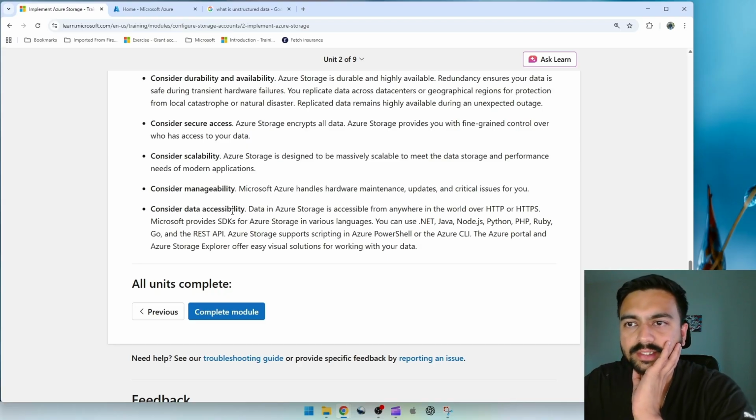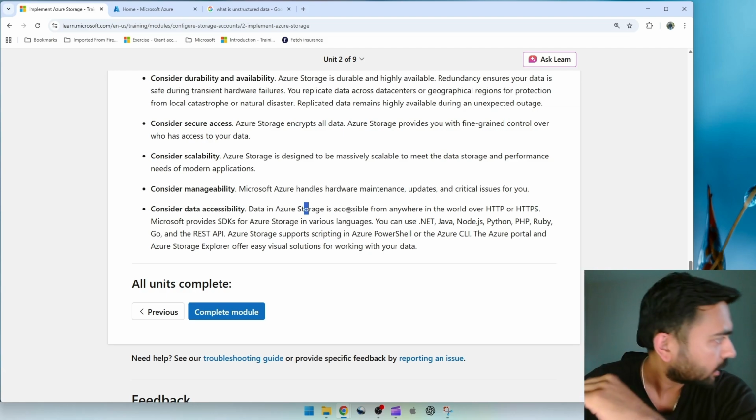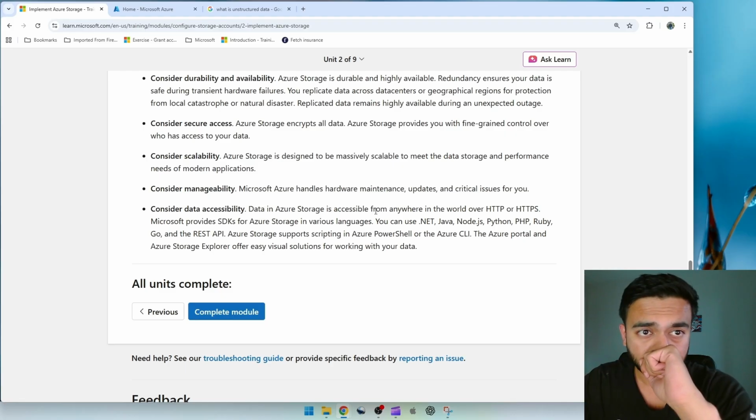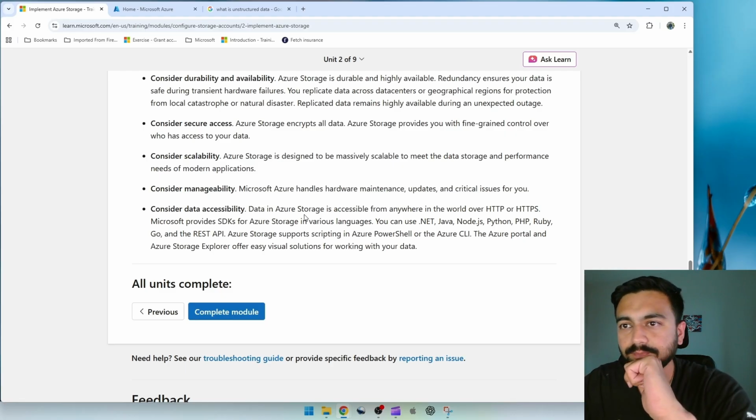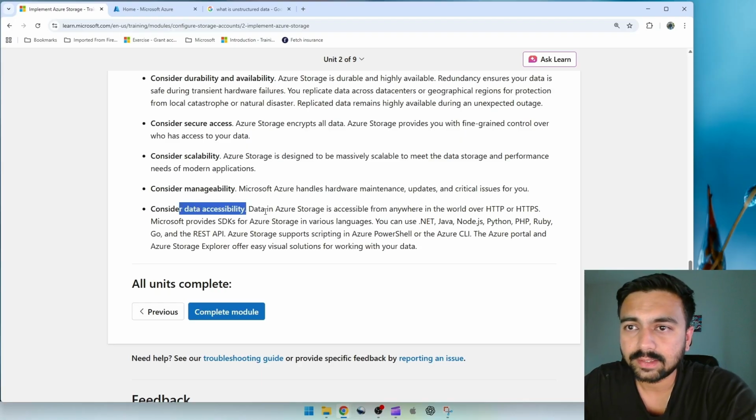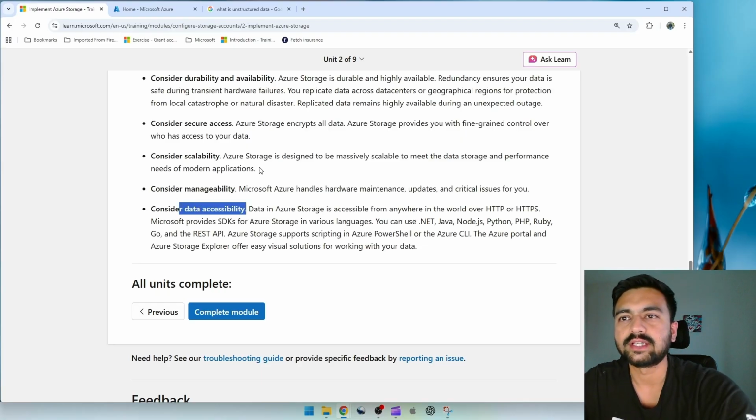Now consider data accessibility. Data in Azure storage is accessible. I'm so sorry. I keep getting distracted because I feel there's noise outside. So I apologize, I kind of lost track of my thought after scalability.